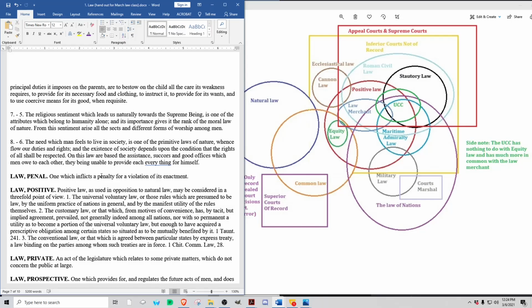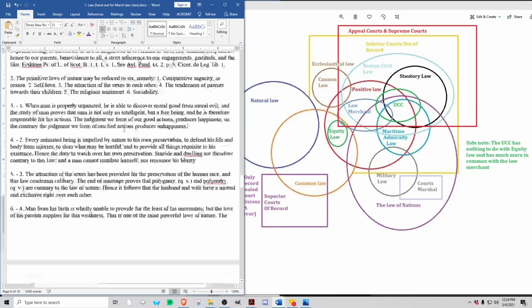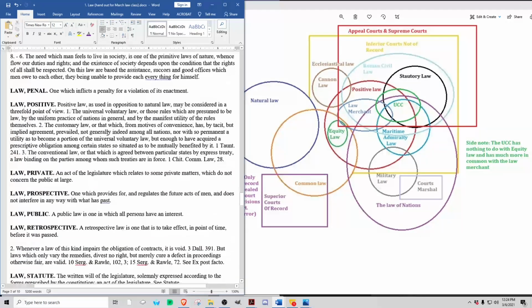So on this law are based the assistance, intercourse, I don't know if that's a misprint, I've never seen that word before, and good offices which men owe to each other, they being unable to provide each everything for himself. Again, no man is an island, right? Okay. So that's an aspect of natural law, your laws of nature, right? So now let's get on to positive law.